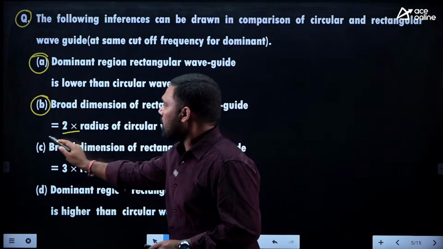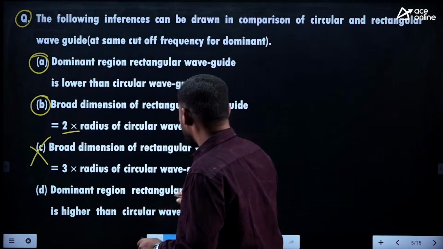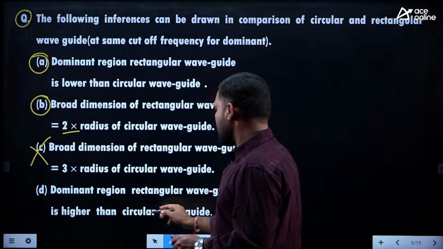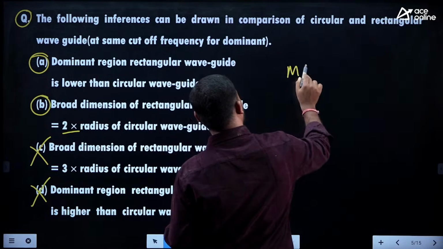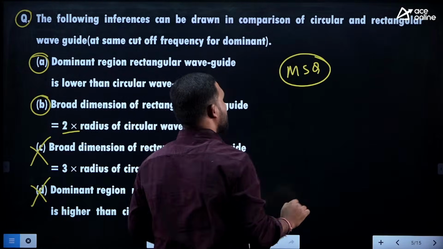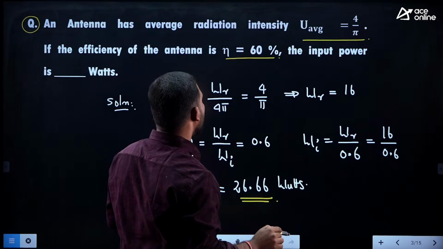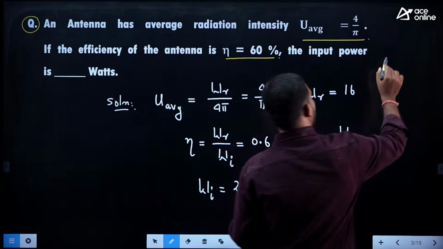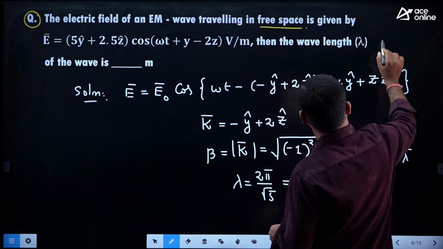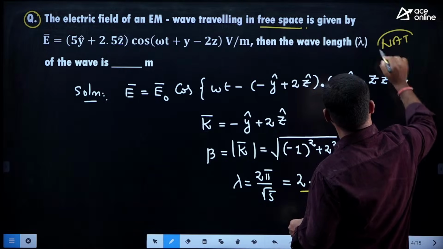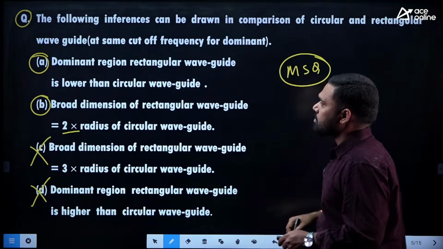Broader dimension, this is wrong. This says dominant region in a rectangular waveguide is lower than the circular waveguide. It is wrong. Fine. So it is an MSQ. Clear, guys? So how many questions have we done here? So it is a NAT. It is an MSQ. Fine.